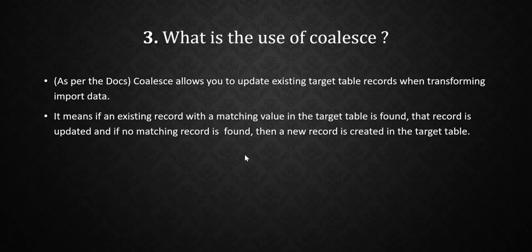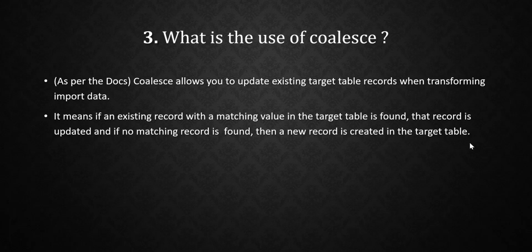The third question is, what is the use of coalesce? As per the ServiceNow docs, coalesce allows you to update existing target table records when transforming import data. It means if an existing record with a matching value in the target table is found, that record is updated, and if no matching record is found, then a new record is created in the target table.